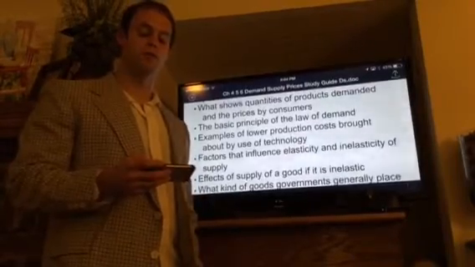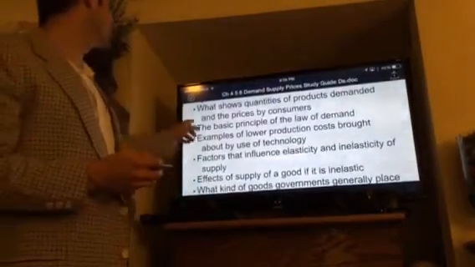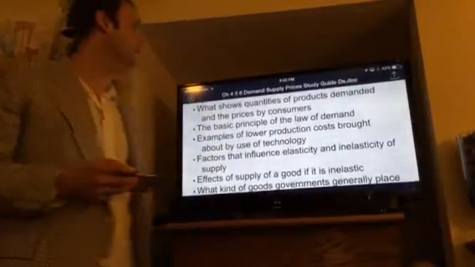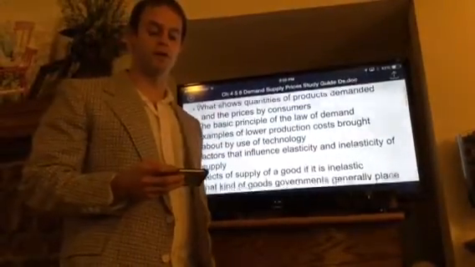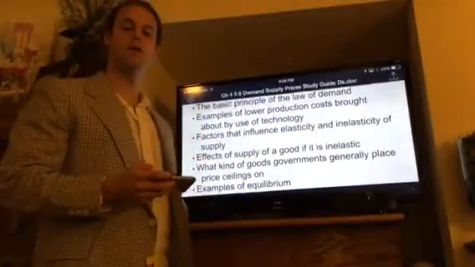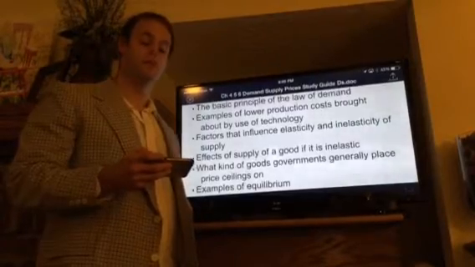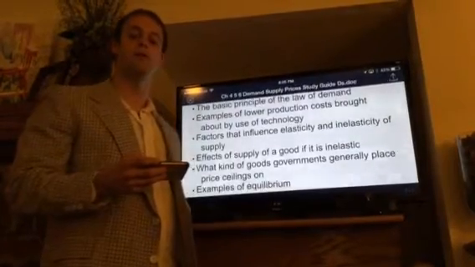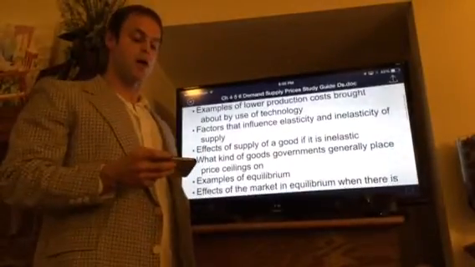What shows quantities of products demanded and the prices of consumers? This would be a demand schedule. This is going to show how much people want, what they're willing to pay, and the prices. The basic principle of the law of demand: as demand increases, it's going to happen to price. It's going to go up. So as demand increases, price is going to increase as well.